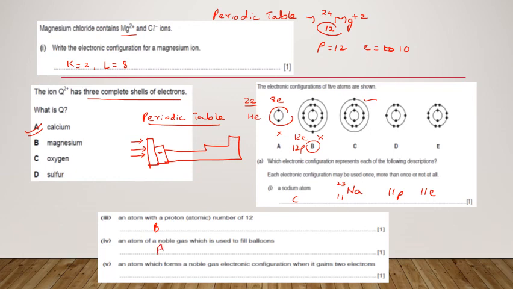Then it says an atom which forms a noble gas electronic configuration when it gains 2 electrons. So only when it gains 2 electrons would it have a noble gas configuration, else it does not. So let's see: 1, 2, 3, 4, 5, 6, 7, 8. 1, 2, 3, 4, 5, 6, 7, 8, 9, 10. So this is not possible. 1, 2, 3, 4, 5. Let me check. 1, 2, 3, 4, 5, 6, 7, 8. Okay, so this has a total of 8 electrons, 6 electrons in the outermost shell. So it is not a noble gas configuration, but this one is the noble gas configuration. So I can write E here.